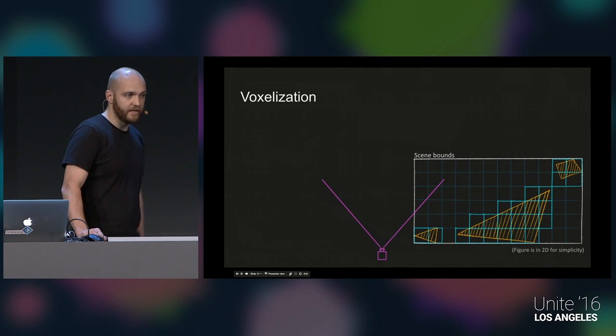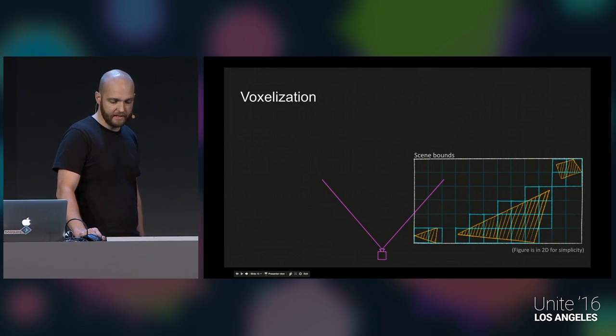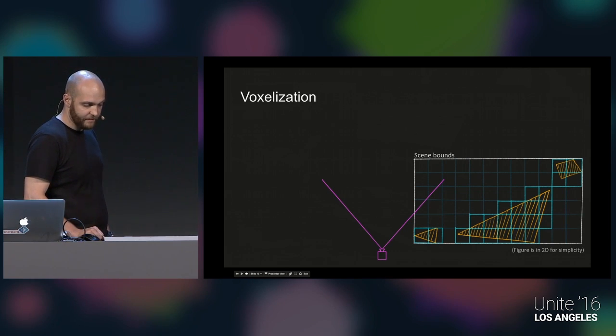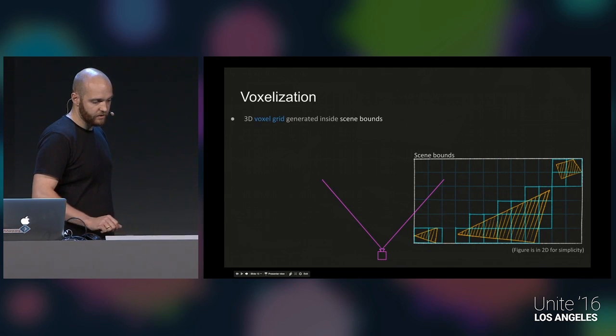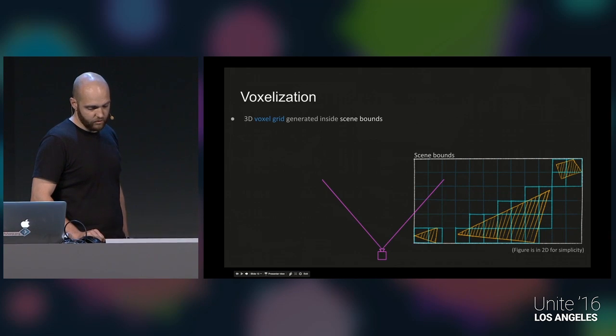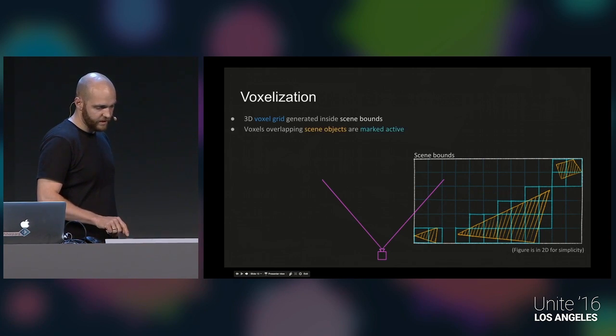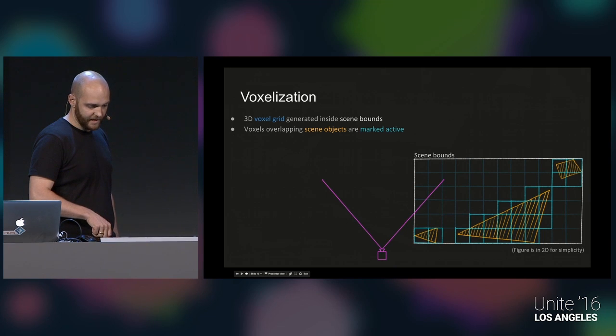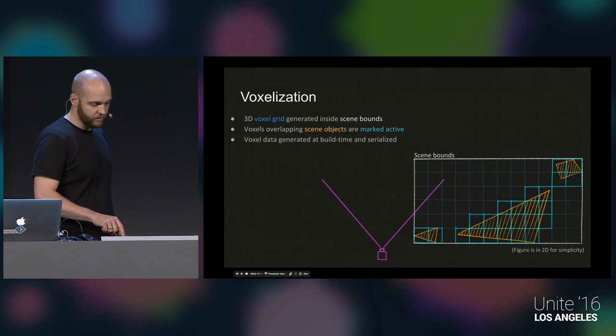Sometimes your content in your scene is not divided evenly, and in this example you can see all the geometry is in the lower right side of the scene, and we use voxelization to generate a 3D voxel grid inside the scene bounds. The figure is in 2D, but it's just for simplicity. We do this voxel grid, and then we check each of these scene objects against the grid, and if there's an overlap, we mark that grid cell as active. And we do this at build time and serialize the result.